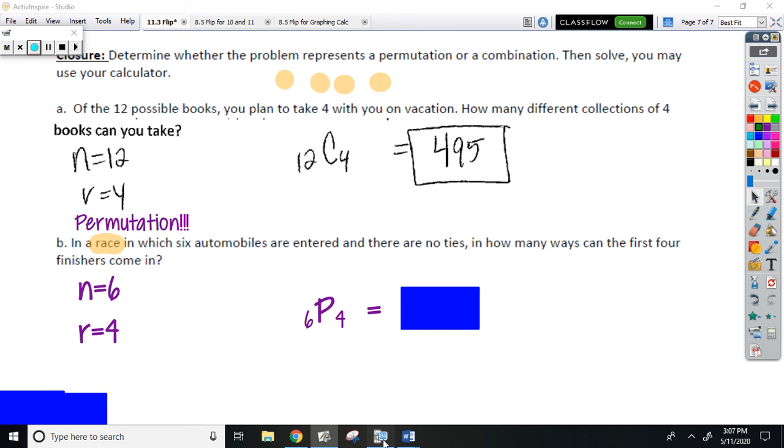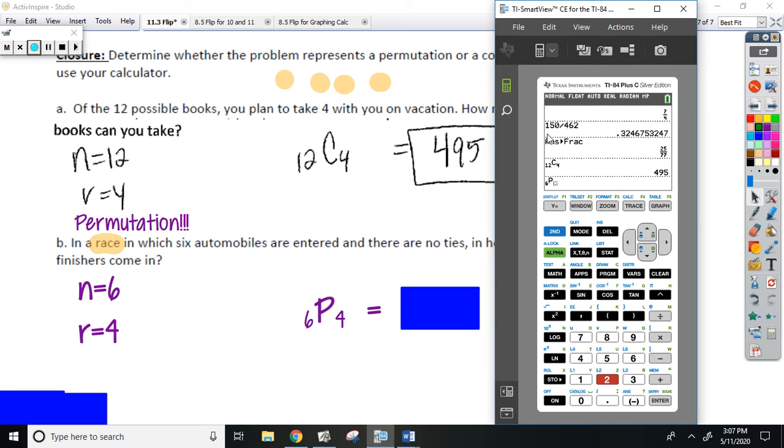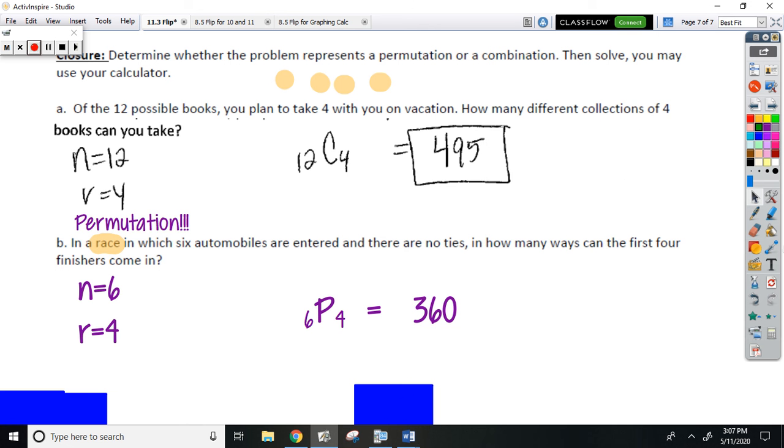And then we can type that into our calculator. 6, over to the math, probability. This time we're going to choose the permutation key. Oops. And 6P4 gets me 360.